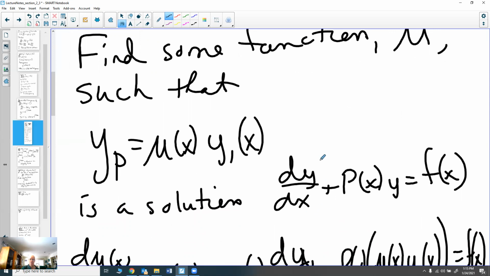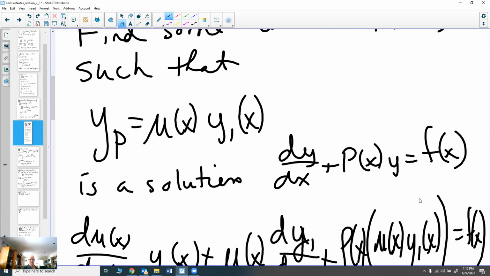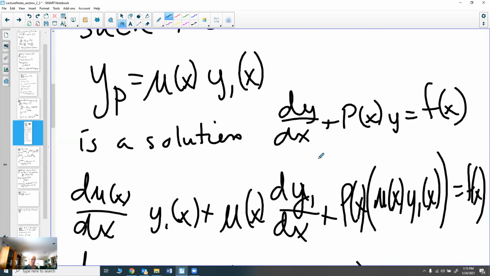And that's your solution to dy/dx + p(x)y = f(x). So if it's a solution, I can plug it in. If it's a solution, I know it will make this equation true. So I can actually plug this into this differential equation, which means I have to take the derivative of this. The derivative of y sub p, of course, uses the product rule.